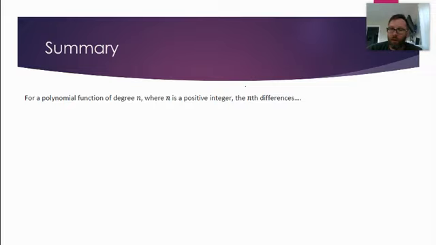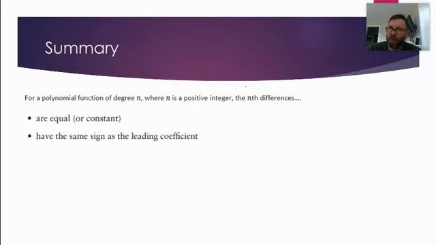For a polynomial function of degree n, where n is positive, the nth differences are equal. So degree 2, second differences are equal. Degree 3, third are equal. Degree 4, fourth are equal. Hopefully you are now convinced of that after our little investigation. You can do more functions if you want, more complicated ones, but this is always going to be true. So the nth differences are equal. The nth differences have the same sign as the leading coefficient. Hopefully you're now convinced of that.